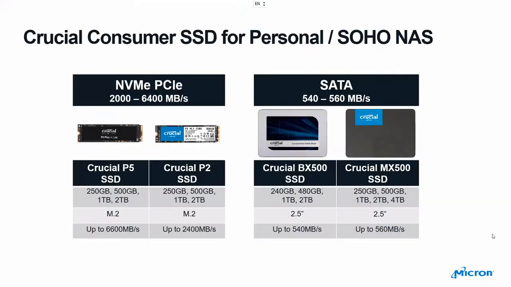So what if you are only looking at personal usage or SOHO applications? We do have, under our Crucial brand, very cost-attractive NVMe and SATA offerings for the mass market. You could consider this range of drives that we feature, with capacity points as low as 240 gigabytes to 4 terabytes. This is something to consider if you're deploying for personal usage or for SOHO applications.